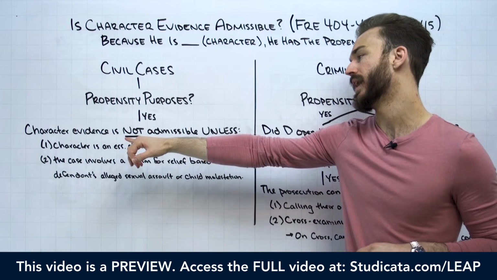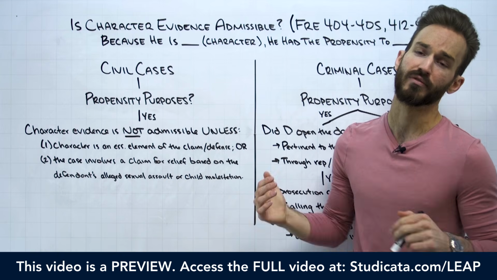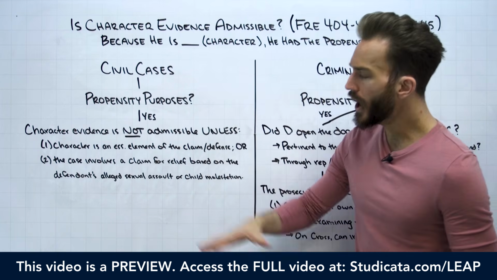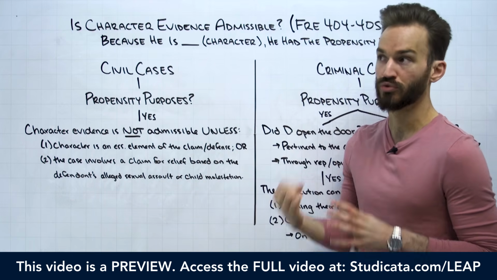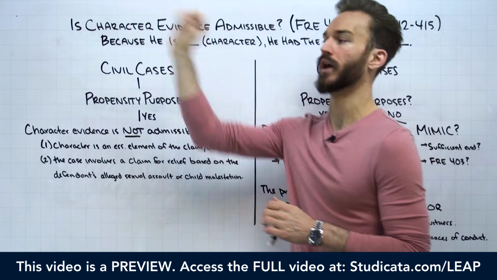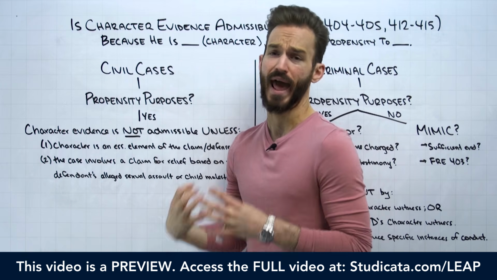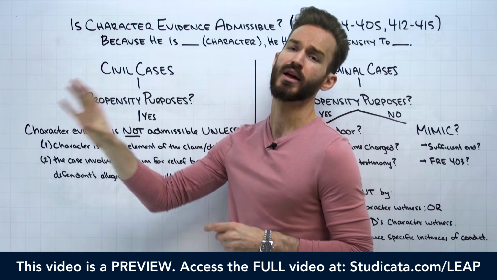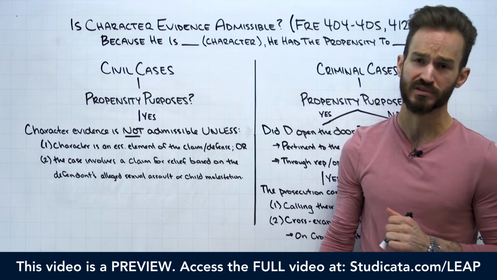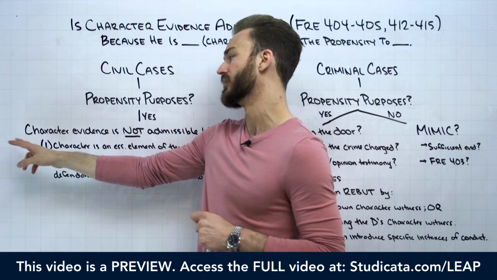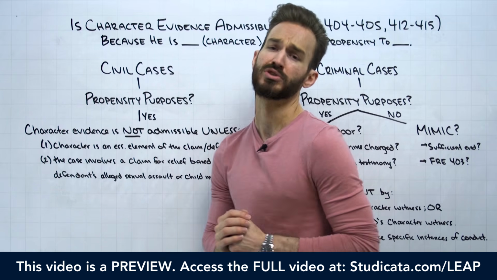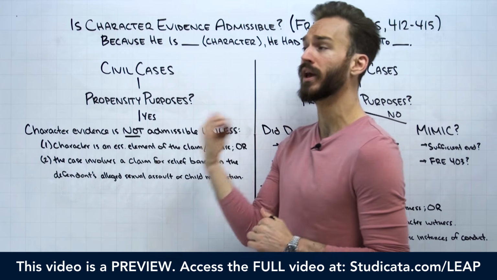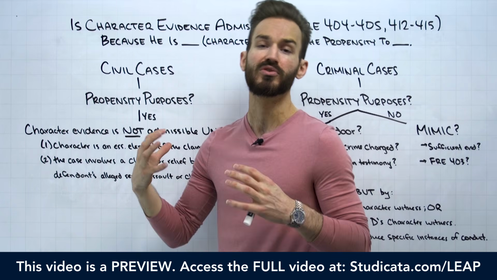So what do we mean by character being an essential element of the claim or defense? Well, this first exception should make a lot of intuitive sense. Some types of claims or defenses require that we show character evidence. An element of the claim itself actually requires a party to produce character evidence for propensity purposes. For example, the most classic example is a defamation lawsuit. In defamation lawsuits, one of the elements of the claim is that the plaintiff has to show harm to his reputation.